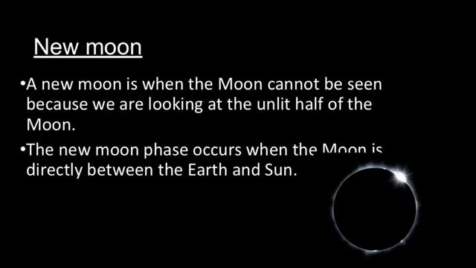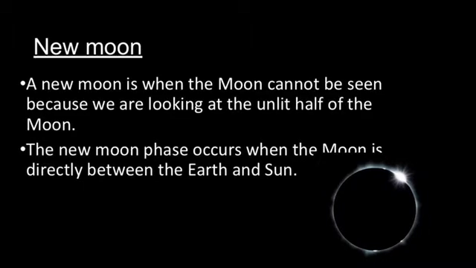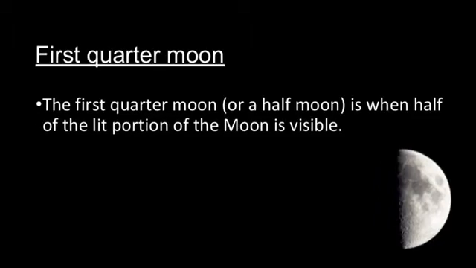New moon. A new moon is when the moon cannot be seen because we are looking at the unlit half of the moon. The new moon phase occurs when the moon is directly between the earth and the sun. First quarter moon. The first quarter moon or a half moon is when half of the lit portion of the moon is visible.